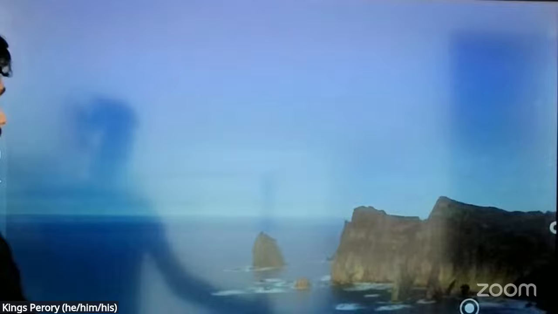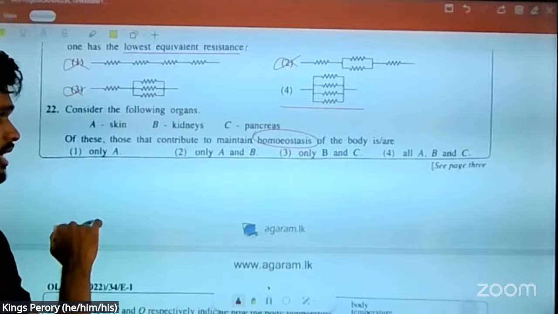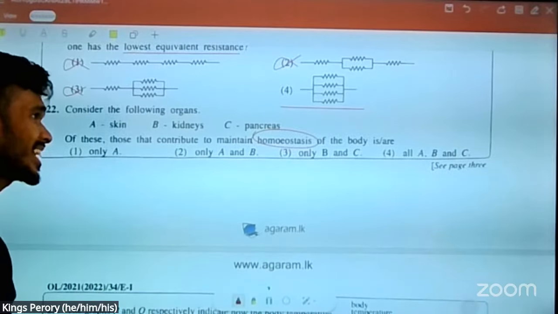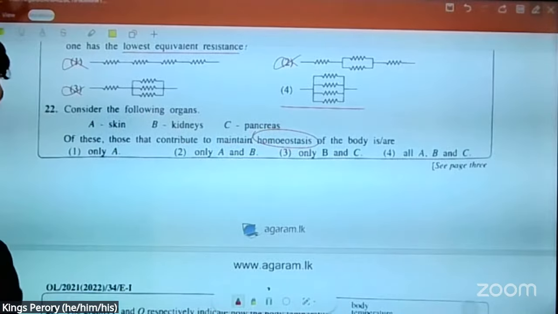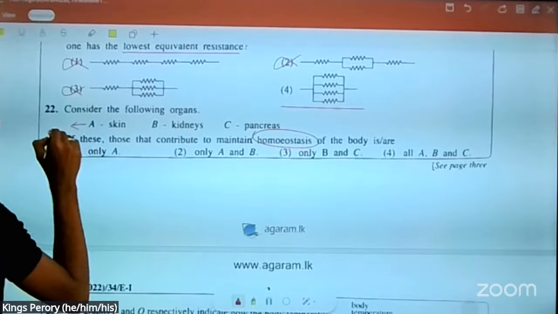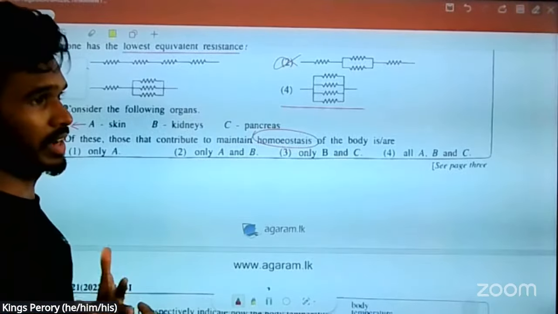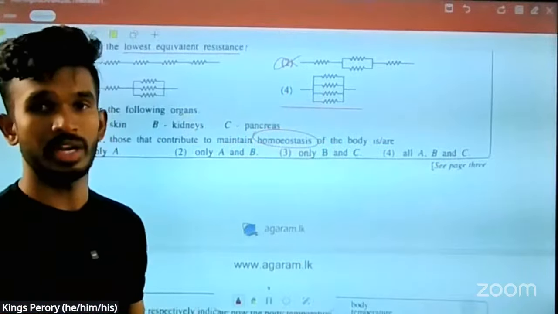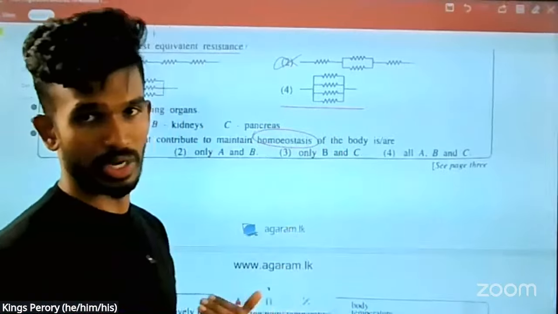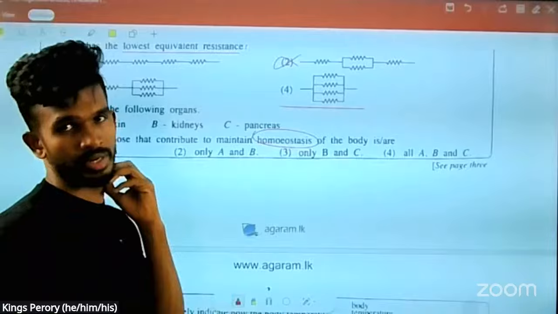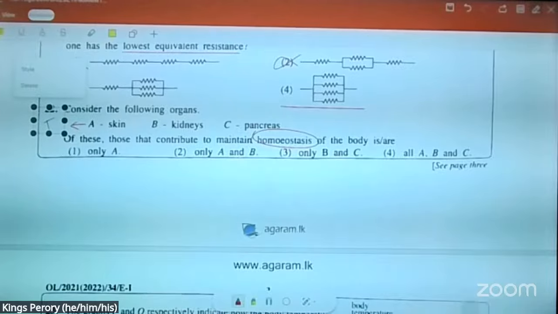What are they asking? Consider the following organs: skin, kidney, pancreas. Of these, those that contribute to maintaining homeostasis. Skin, yes, skin helps us to maintain our body temperature. Why? When it is very hot, you start sweating. When it is cold, your sweating rate will decrease. You get goosebumps. Blood flow to the skin is reduced. So skin helps us to maintain our body temperature.